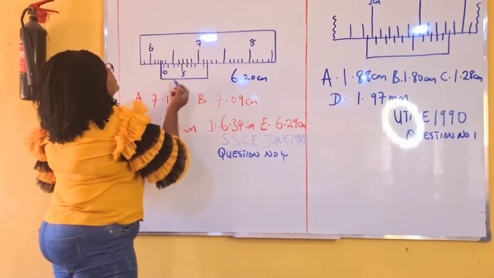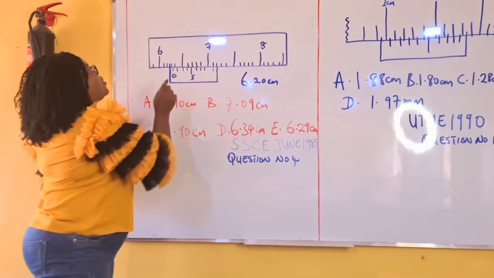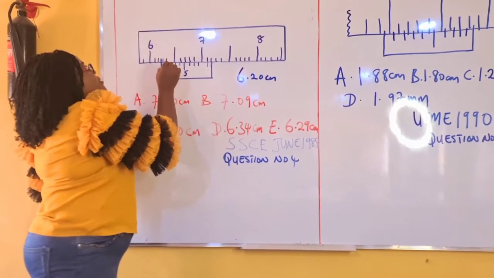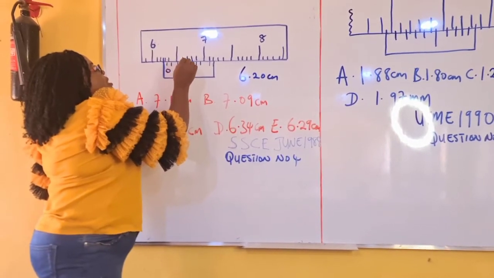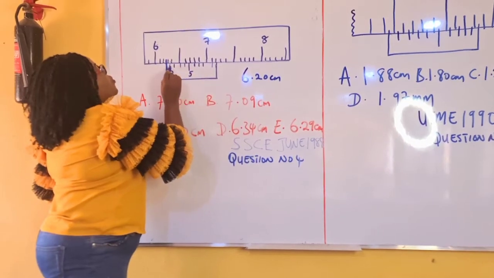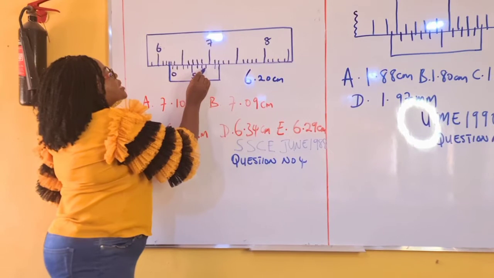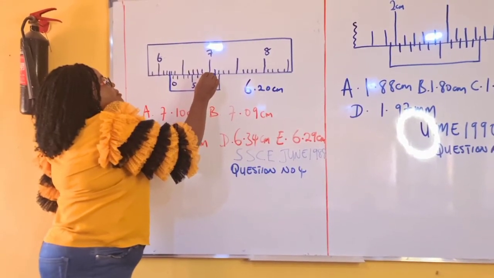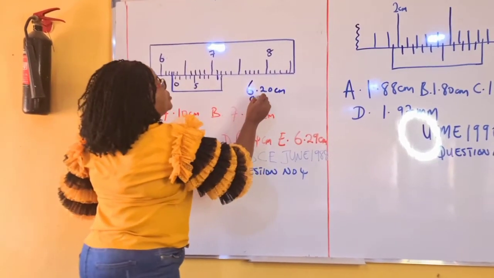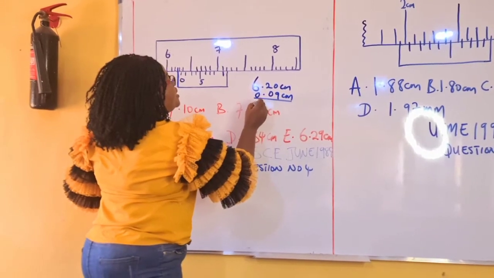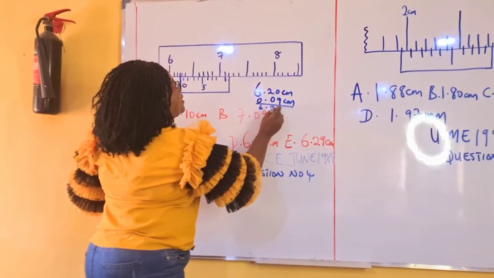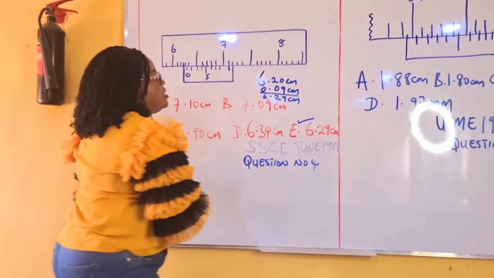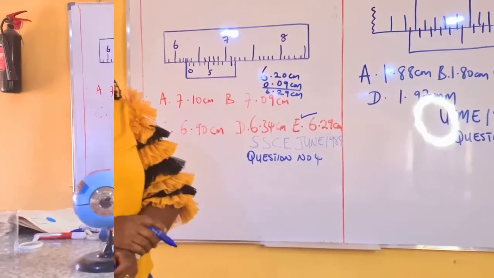Then you now come to your vernier scale. You look at the line that will coincide with any line on the main scale. This one is not coinciding. This one not. 5 did not. This did not. We are having 1, 2, 3, 4, 5, 6, 7, 8, and then this is line 9. Look at line 9 exactly on this line. So line 9 is coinciding. We now have 0.09 cm. Therefore, you have 6.29 cm. And you go back to your options. The answer is E, 6.29 cm.